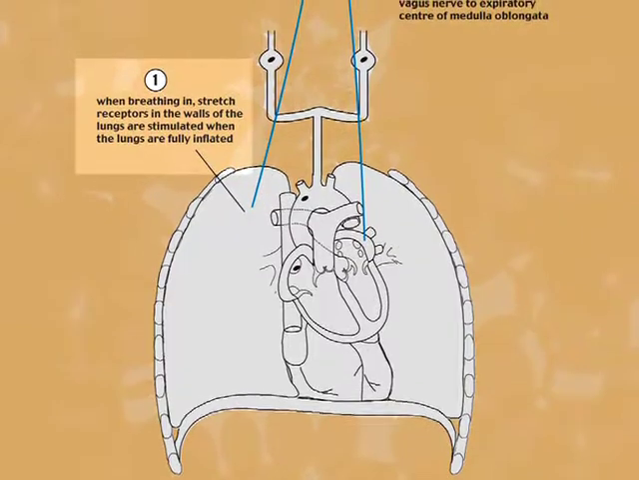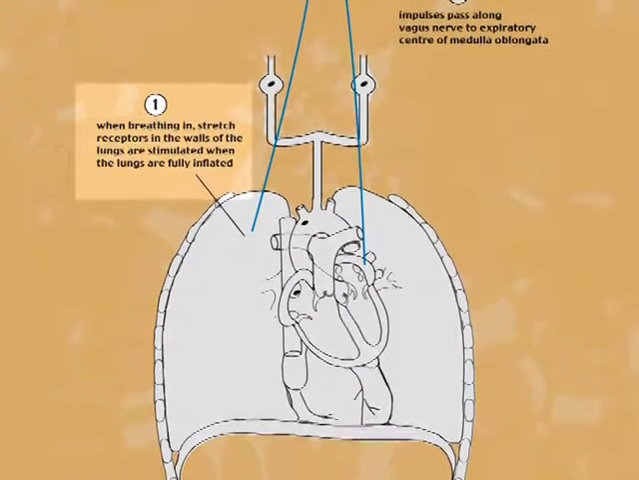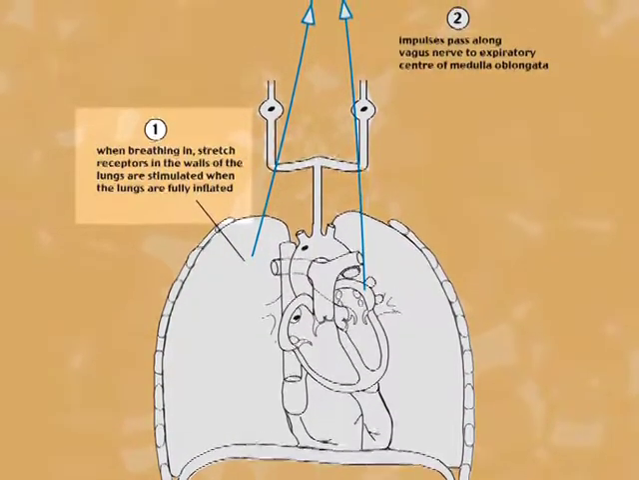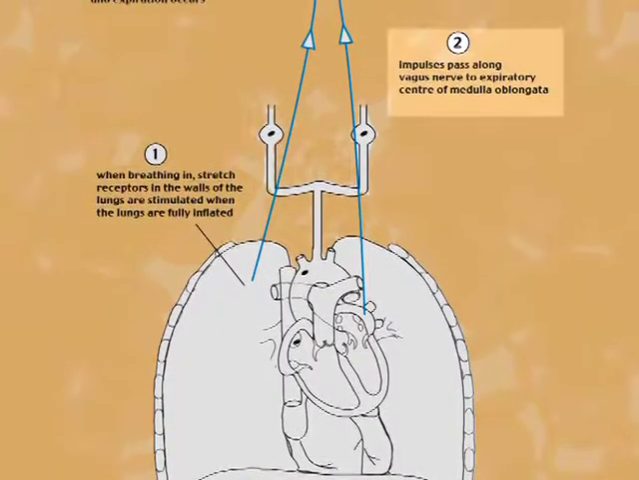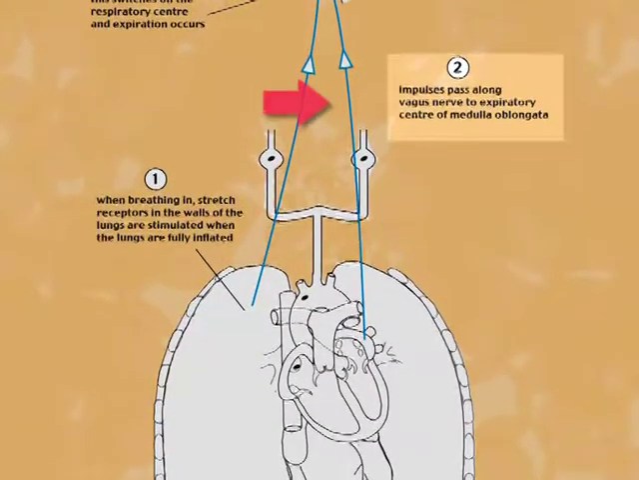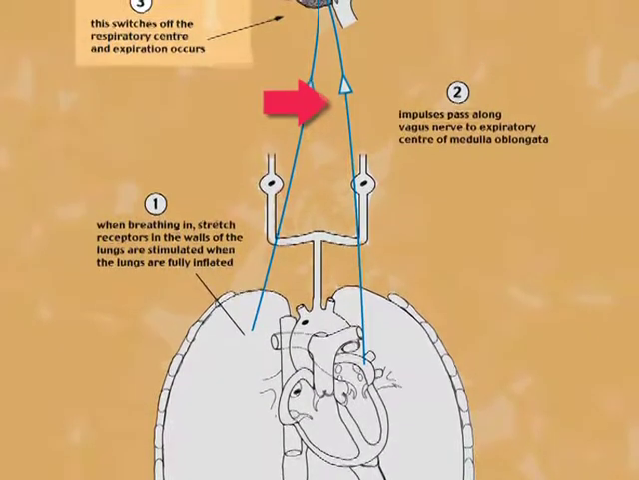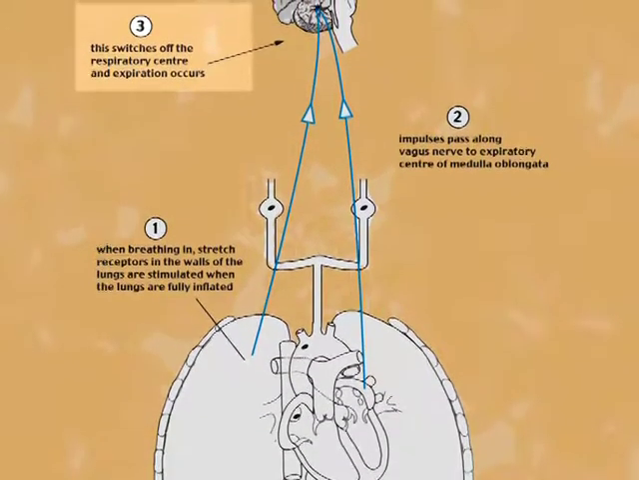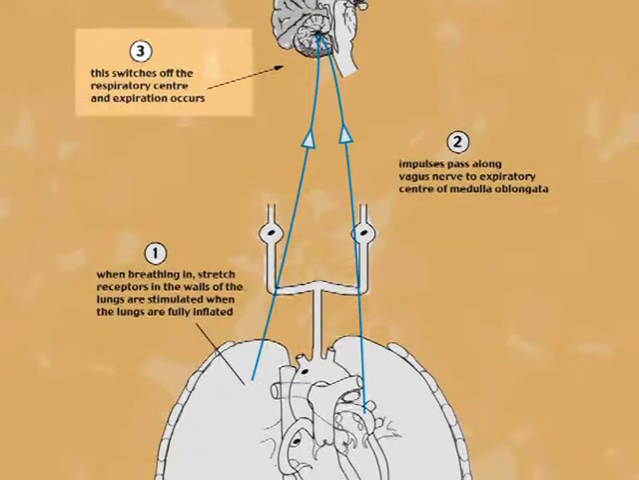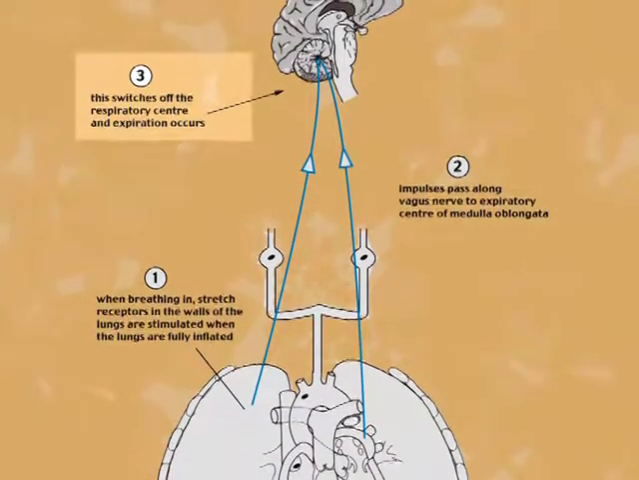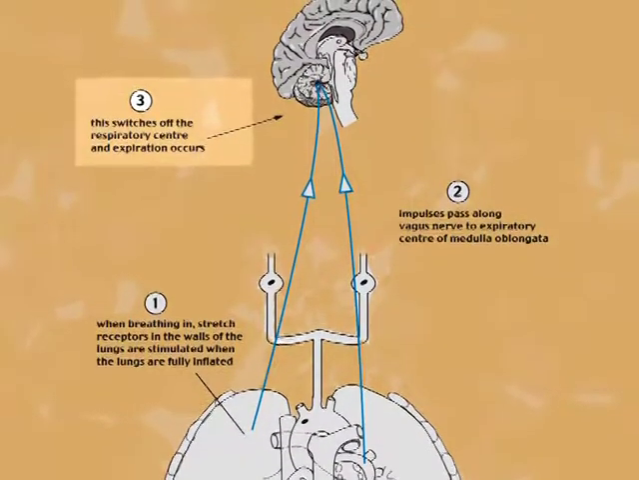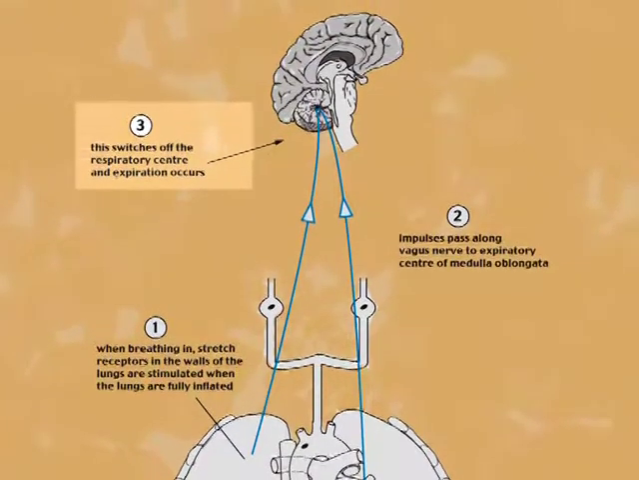When the lungs are full of air, they expand. This stimulates the stretch receptors in the walls of the lungs to send impulses along the vagus nerve to the expiratory center of the medulla oblongata. This switches off the inspiratory center and expiration occurs. This response prevents overinflation of the lungs.